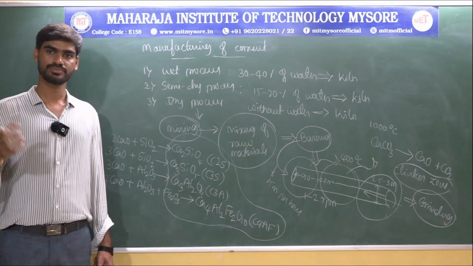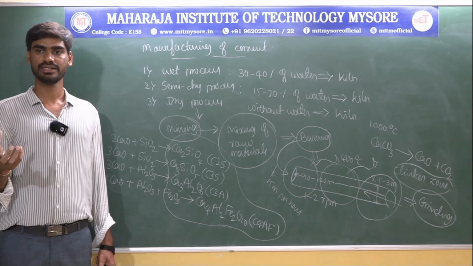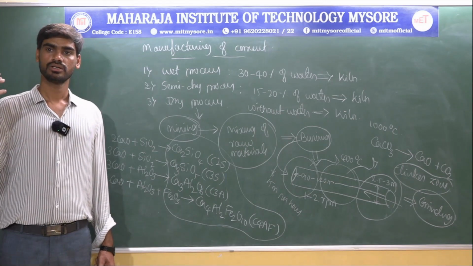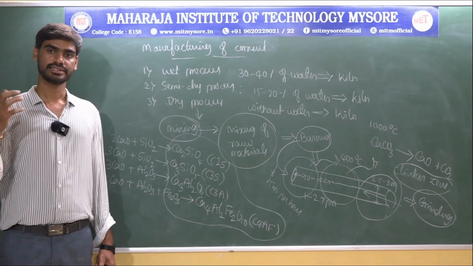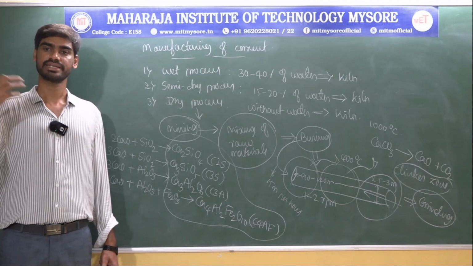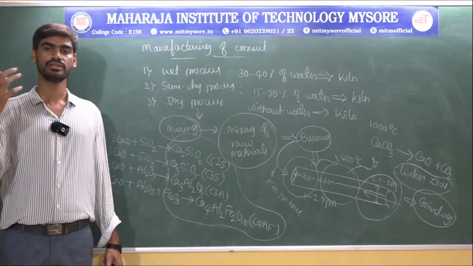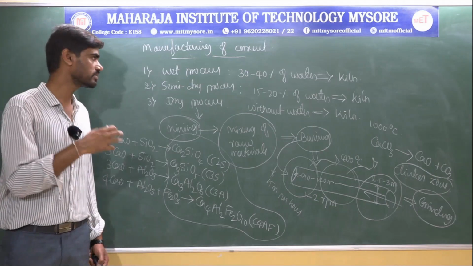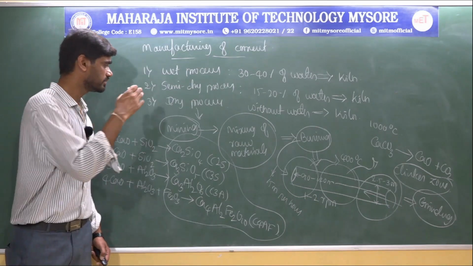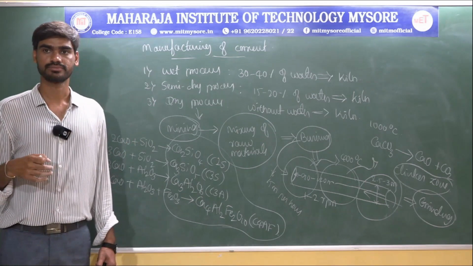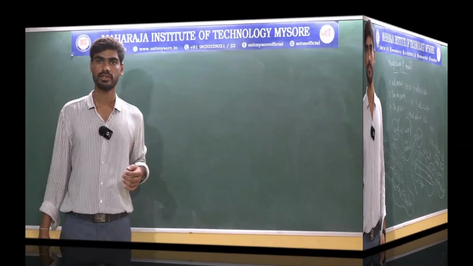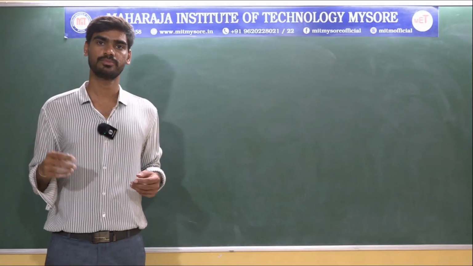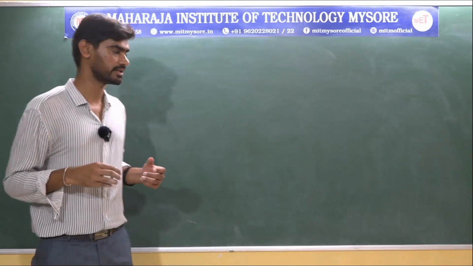After mixing with gypsum, the cement obtained is stored in silos, from which it is marketed either in 50 kg bags or container loads. So this is about the manufacturing of cement, basically by the dry process. Now let us discuss the process of setting and hardening of cement.